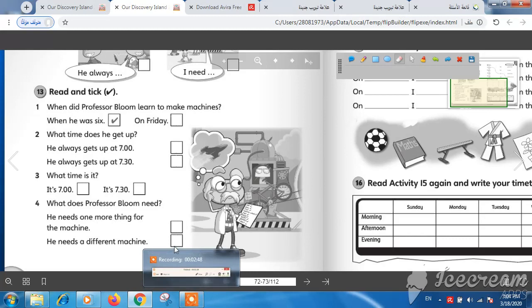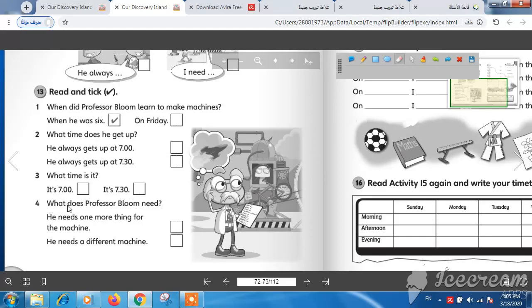Why do I say these are confusing questions? Because the following question also has something to do with 7 and 7:30. So you'd better focus and concentrate. Number 2, he gets up at 7. But number 3, when it was asked about the time, what time was it then? Was it 7 or 7:30? Focus. What time is that? Yeah, that's the correct answer. It's 7:30.